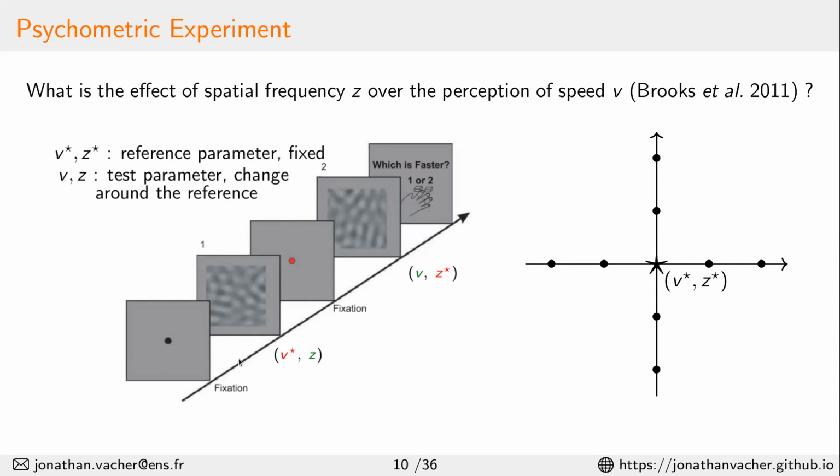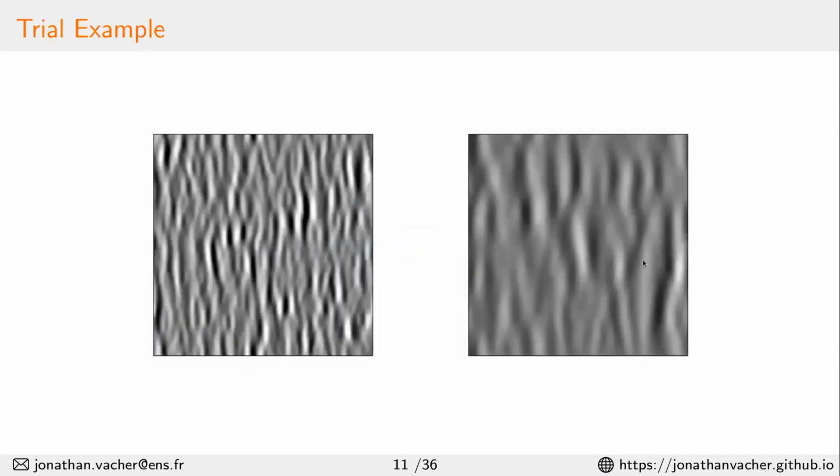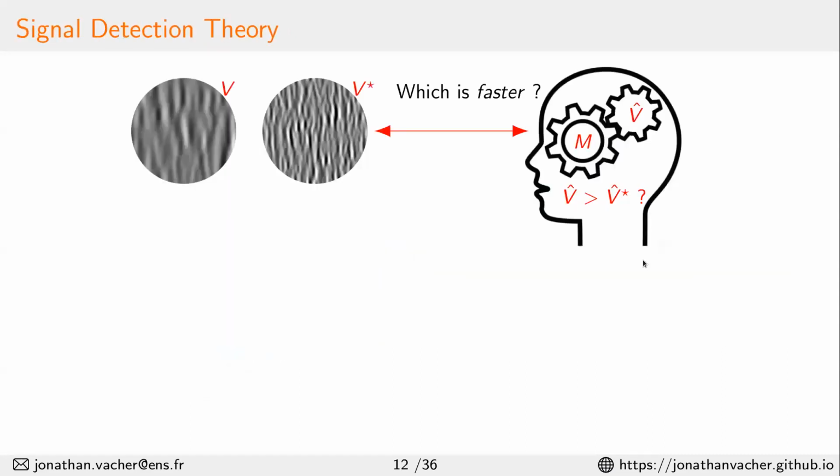And so in these two alternative forced choice experiments, in one stimulus, the reference speed was always present, while in the second stimulus, the spatial frequency was always present. Well, we randomly interleave everything, of course. And so you always compare these two stimuli on two different axes like this. So yeah, this was the trial example. And so after the presentation of the two stimuli, the question is which is faster, and you answer yes, no.